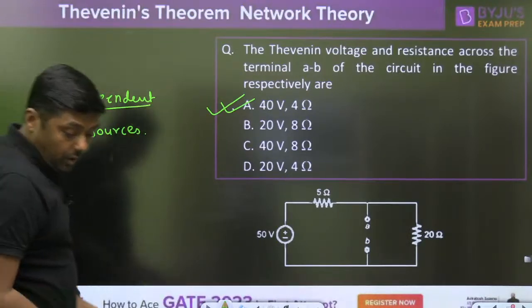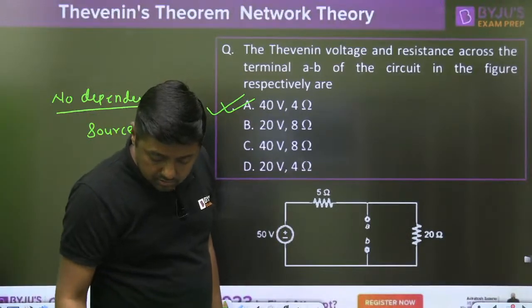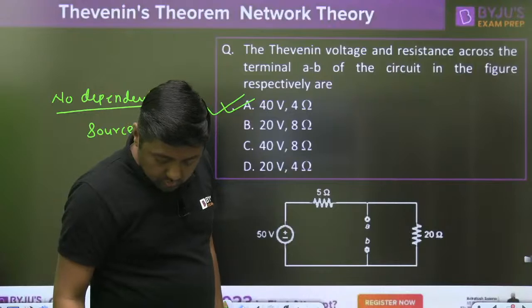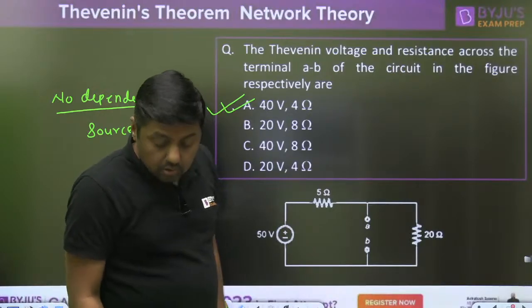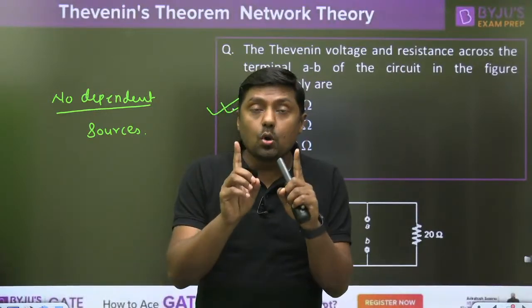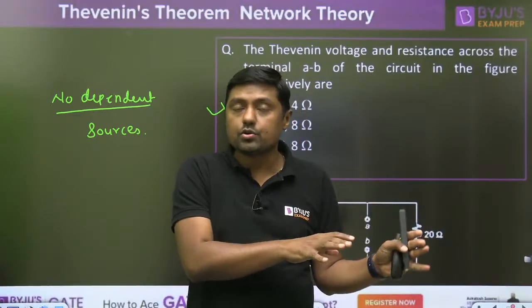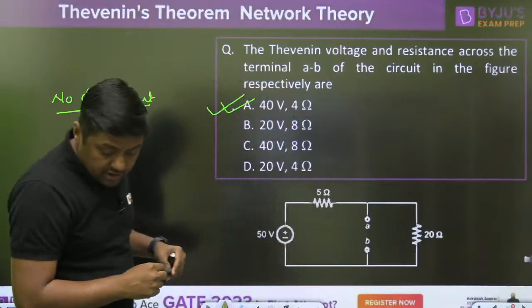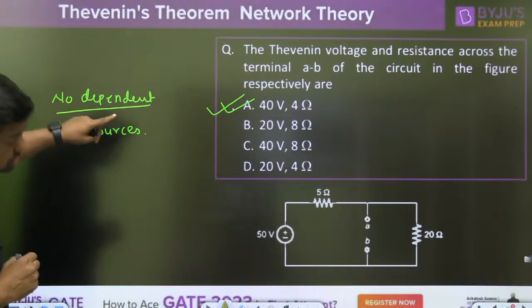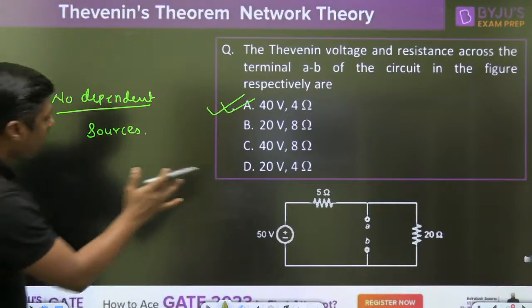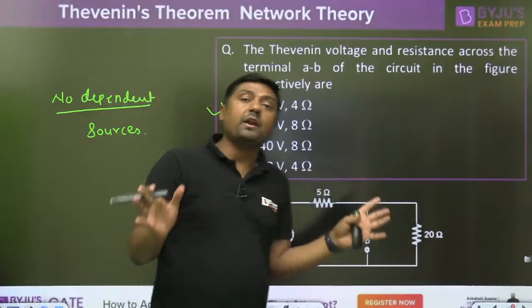Right. I'm going to give you the idea, just the method, of which methods are applicable for which question. This is a very important suggestion. No dependent sources means, for example, in this diagram, there is no dependent source.